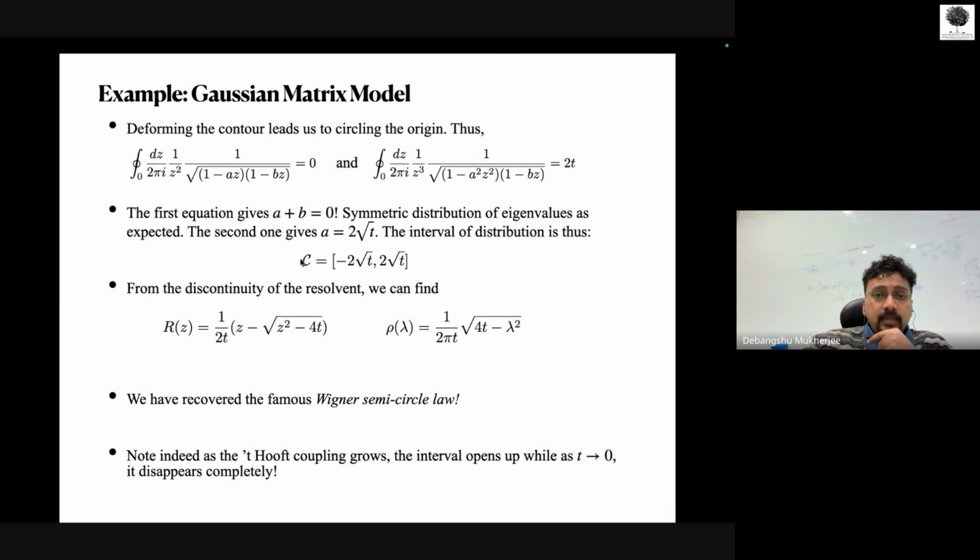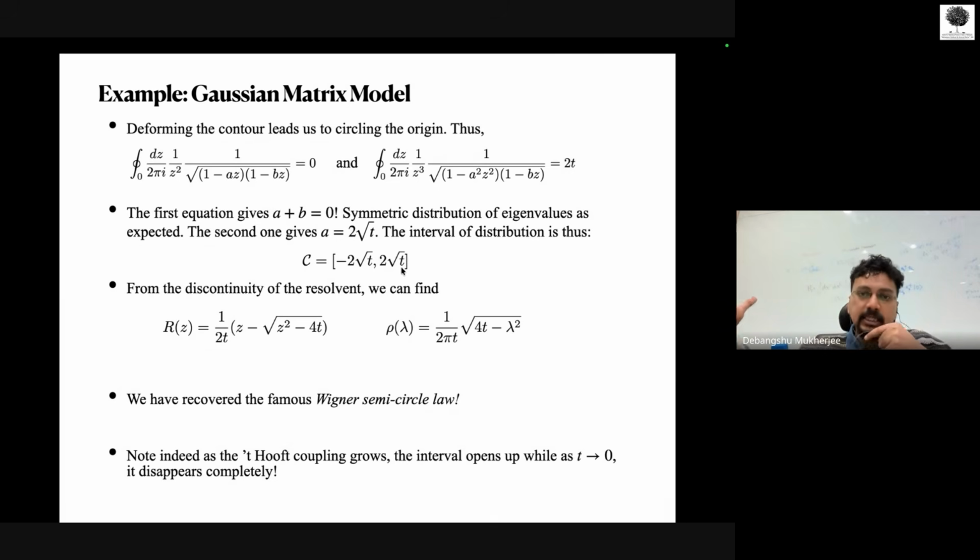And the reason why I mentioned that the spread of this interval from minus 2 root t to plus 2 root t should give you confidence in this method is because, as expected, as the 't Hooft coupling grows, as we were discussing, precisely this is what happens. The eigenvalues start pushing each other and they spread out more and more.